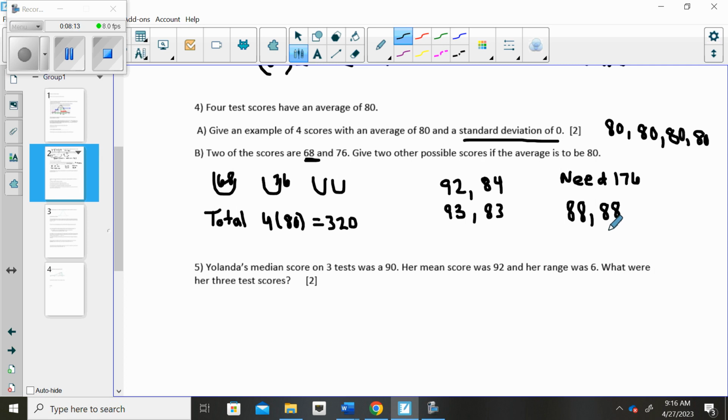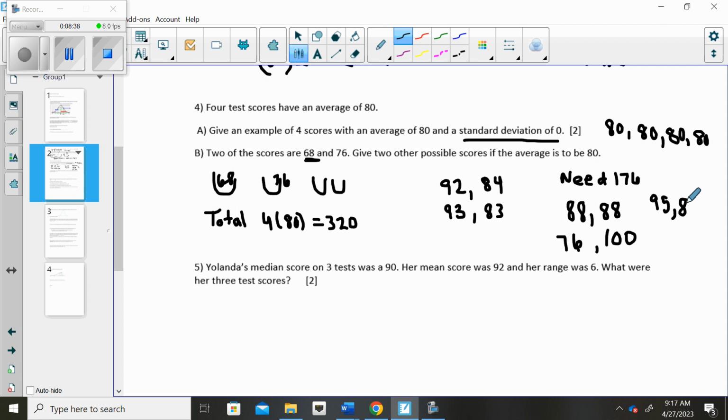Now, of course, scores can't go over 100, but I could say, well, maybe one person got 100 and the other person got a 76. Okay, and I could do any combination. I could say, well, maybe somebody got a 95. Now, what would the other person have to have had? Well, let's do 176 minus 95. They would have needed an 81.